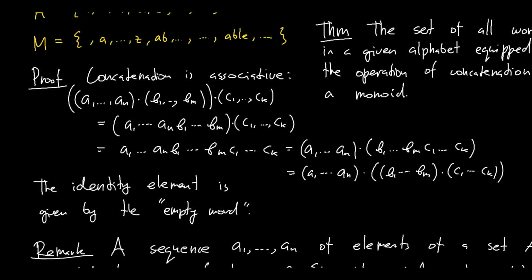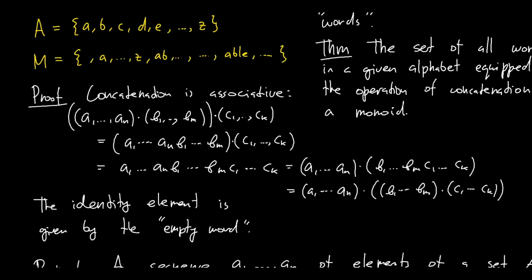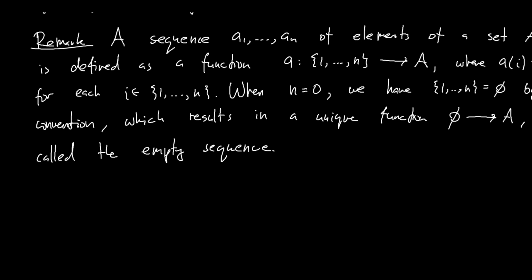Okay, so we have now another example of a monoid. This monoid is not commutative. So what does it mean that it's not commutative? Maybe we should first formally introduce what it means for an operation to be commutative.